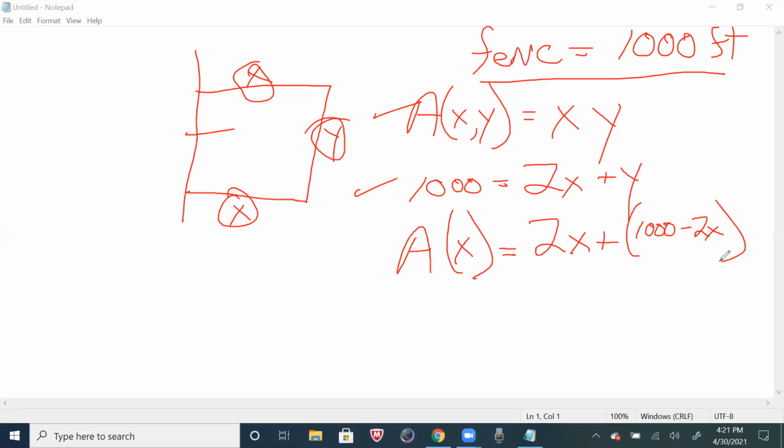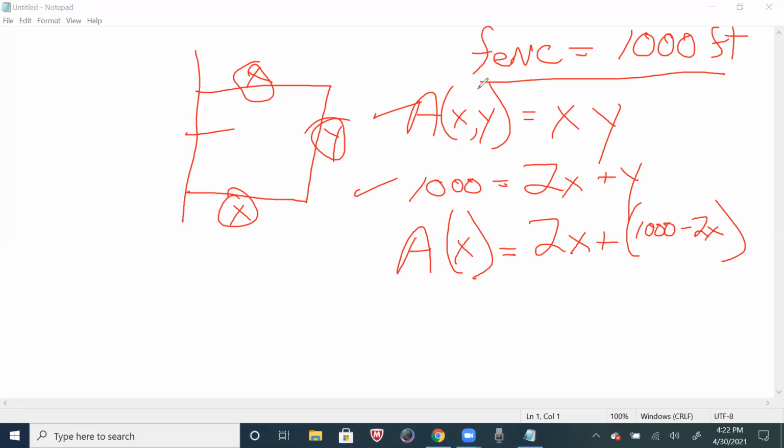I got something wrong. What is it? I think that's right. It looks right, but the x's are going to cancel out, which is not what I want. Let me think about this for a second. What have I done wrong here?